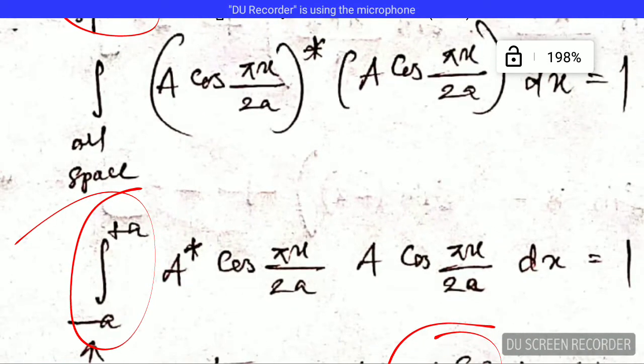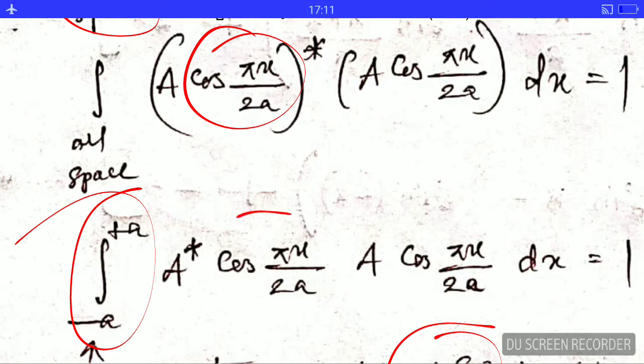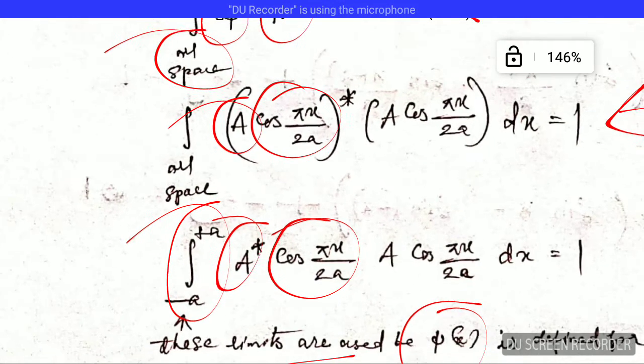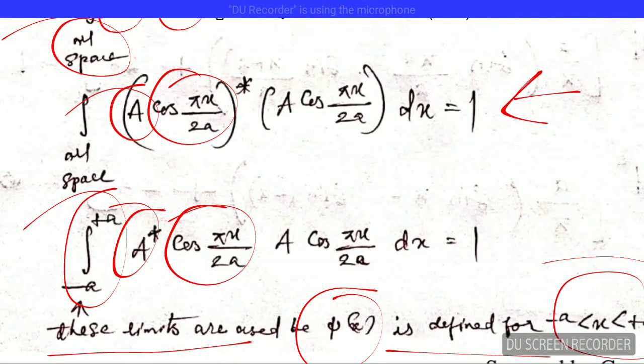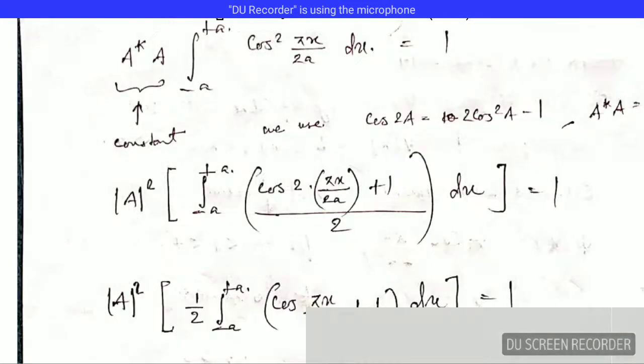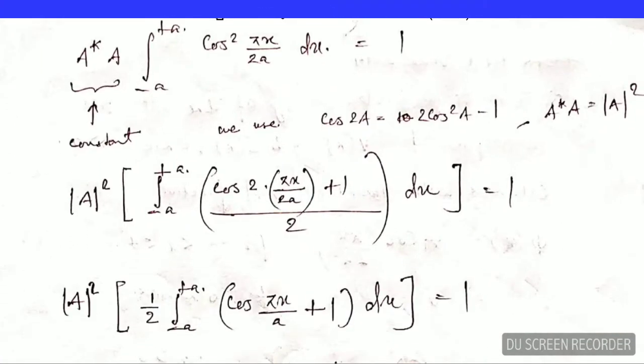Okay, now we can see that this is the real quantity, so conjugate will not have any effect in this, but we are unaware of this. It may be complex also, so let's write the complex conjugate over this. Now these two things are constant, so this will come out, and we are now left with this much.